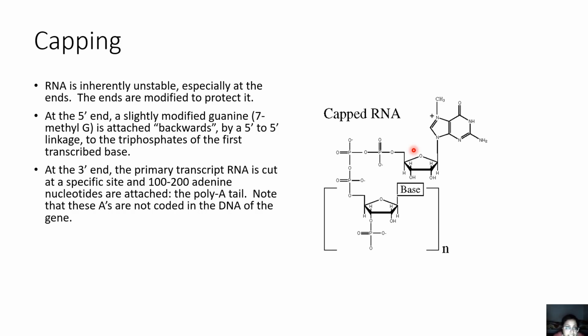RNA is inherently unstable, especially at the ends, so the ends are modified to protect it. At the 5' end, a slightly modified guanine, 7-methyl guanosine, is attached backwards via a 5' to 5' linkage to the triphosphates on the first transcript base. And at the 3' end, the primary transcript RNA is cut at a specific site and 100 to 200 nucleotides are attached as the poly A tail, so the A's are not coded in the DNA of the gene.